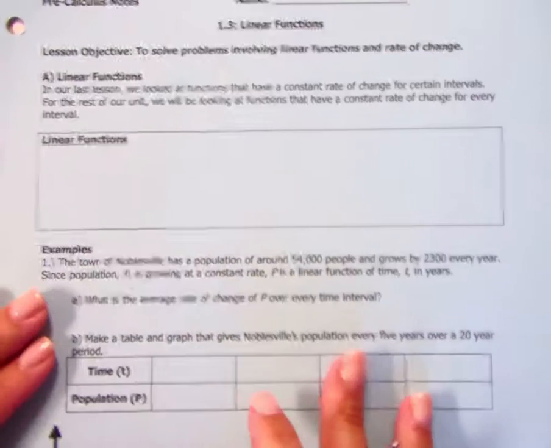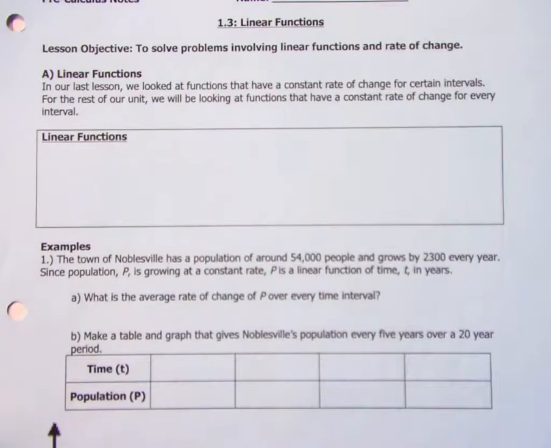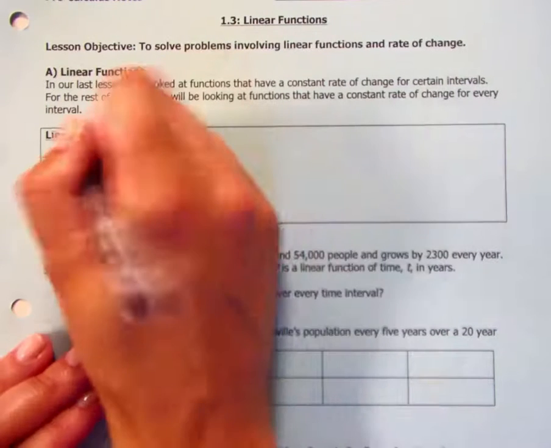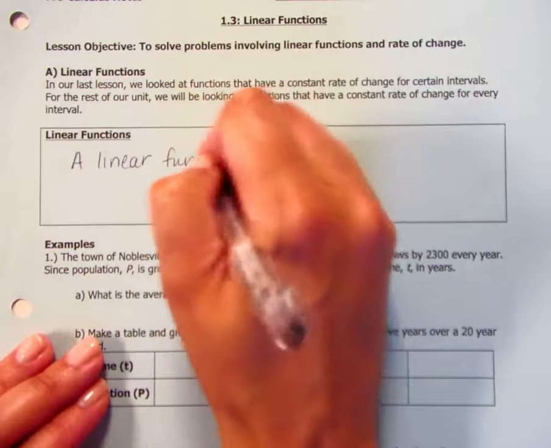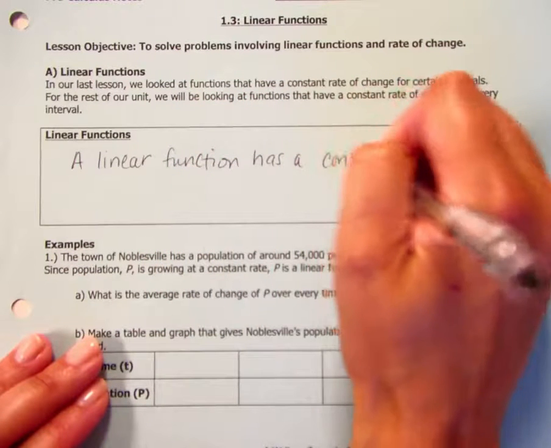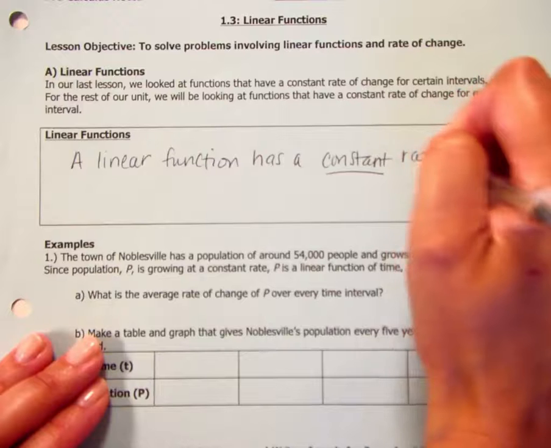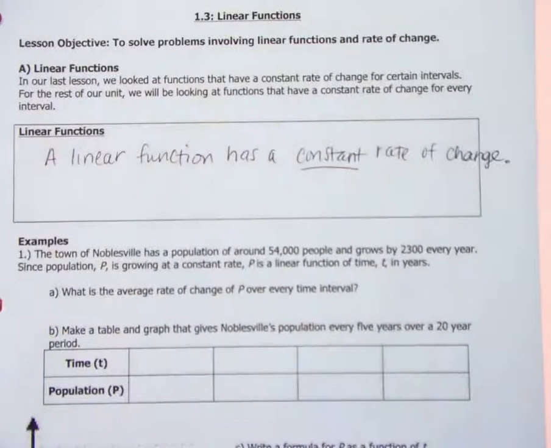Like I mentioned in that warm-up, that very last question asked you to decide whether that represented a linear function, and John gave us a good response there. Basically, a linear function has a constant rate of change.